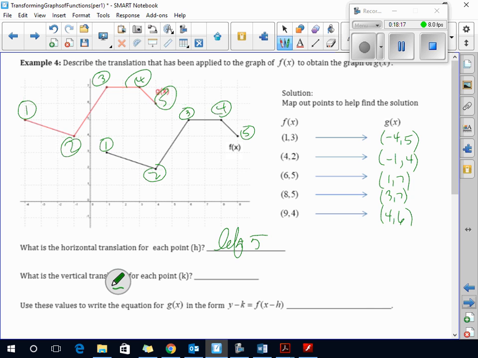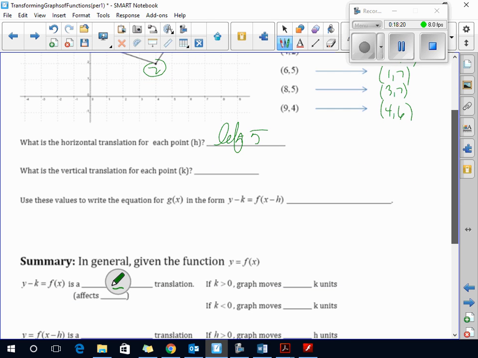Okay, so if this is the form for what happened, how would I write f of x going left 5, up 2? So left 5 has to be inside the function because it's affecting the input. So it's going to be x plus 5. And then up 2, plus 2. Now, notice their form, they want it like this. So what's different about what I just wrote and what they want? Yeah, I just need to move the 2 over to the other side. So y minus 2 equals f of x plus 5.